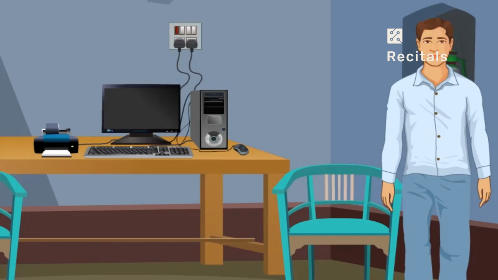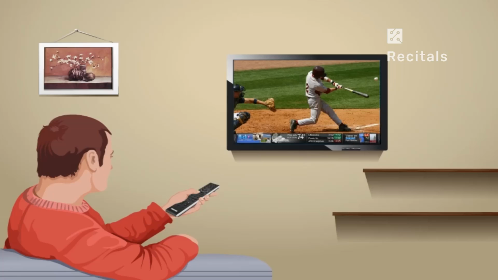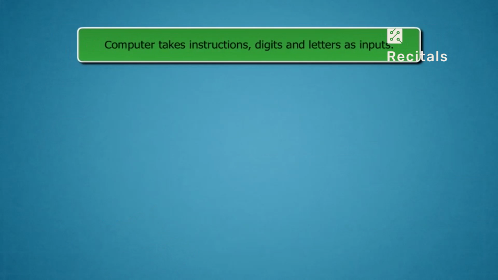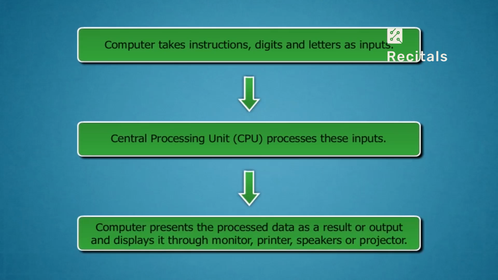How a computer works. So, now we know what a computer is and what kinds of computers there are to help us in doing different tasks. But how does it work? Let us see. We know that any machine or device works on the instructions provided and gives us the desired output based on the instructions. Similarly, a computer also takes instructions. It takes instructions, digits and letters as its inputs. Then, the Central Processing Unit or CPU processes these inputs. Finally, the computer presents the processed data as a result or output and displays it through a monitor, printer, speakers, or projector.